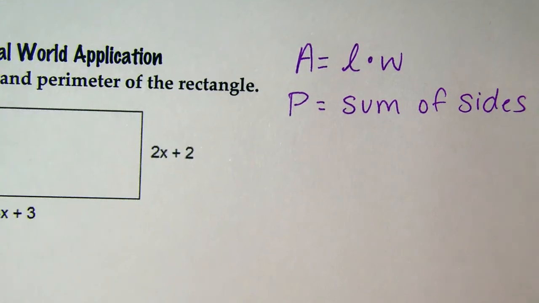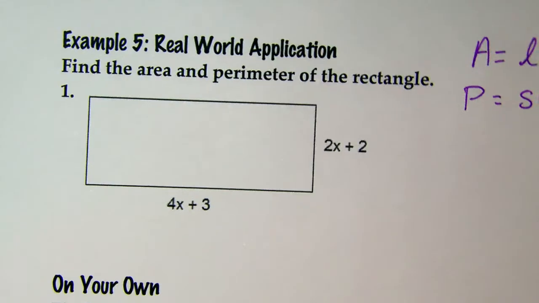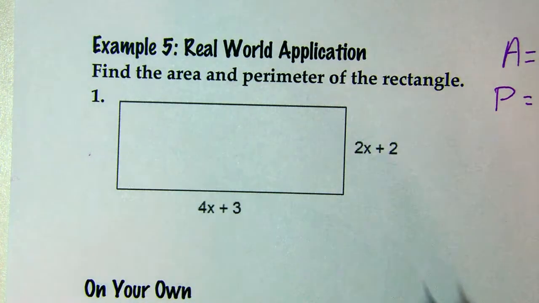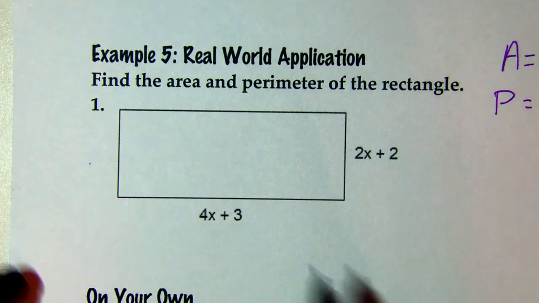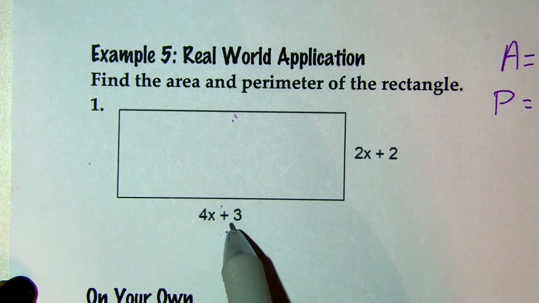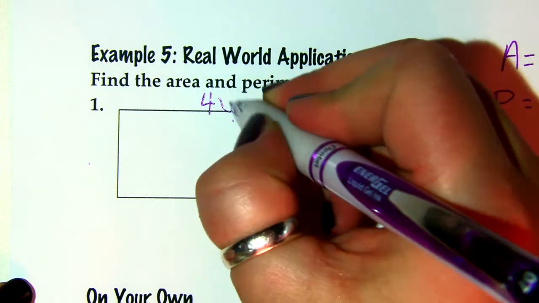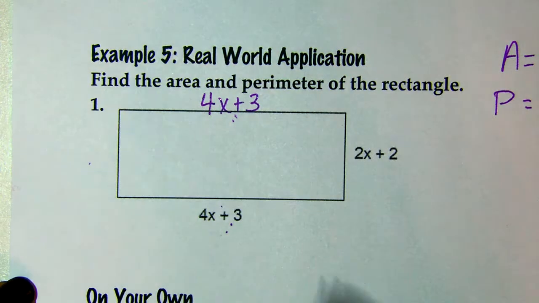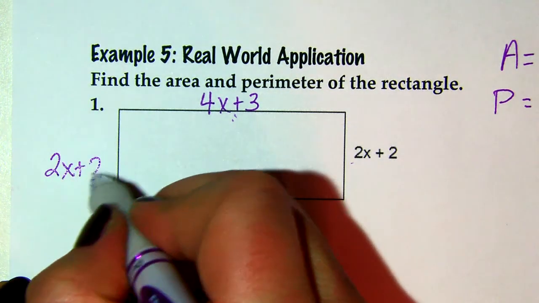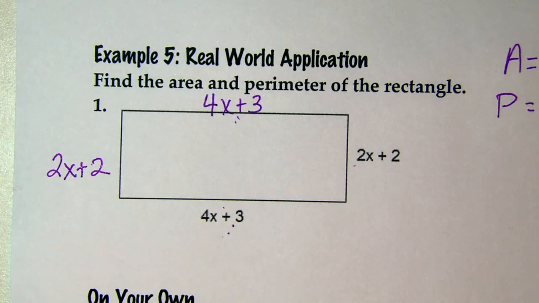So it says find the area and perimeter of the rectangle. So first, let's label every side, just so we know what they are. In a rectangle, opposite sides are exactly the same. So the bottom is 4x plus 3. That means the top has to be 4x plus 3. If the right side is 2x plus 2, the left side has to be 2x plus 2. So now we can find the area and the perimeter.